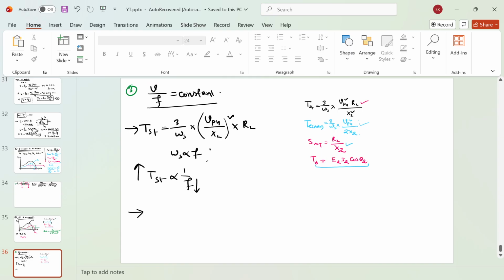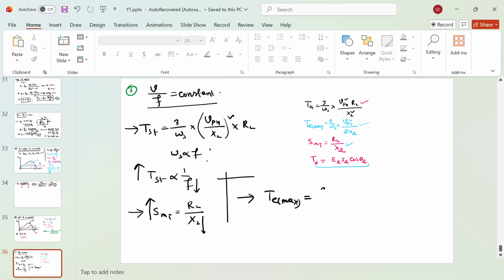Now what will be the impact on slip at maximum torque? So slip at maximum torque, if you are decreasing the frequency, the x2 will also decrease and slip will increase this time. Okay. Now what will happen to the maximum torque? Maximum torque will be constant this time.